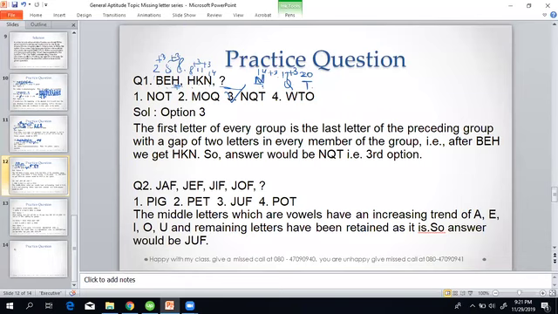14 plus 3 is 17. So N is at 14, plus 3 is 17. So 17th position is Q, and 17 plus 3 is 20. 20th position is T. So NQT is the answer.